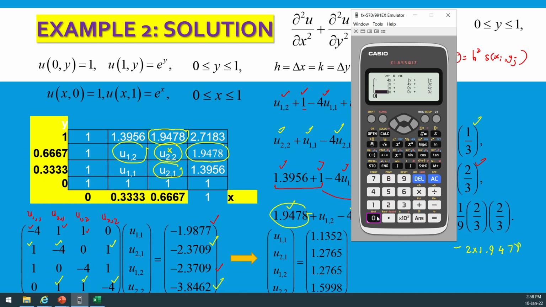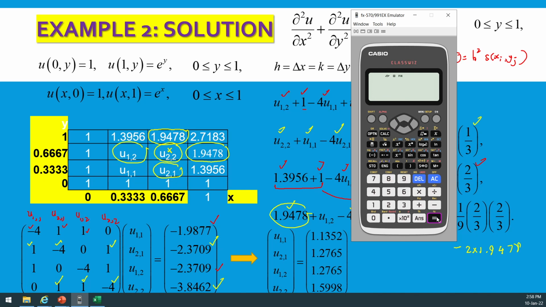Okay, the last equation: 0, 1, 1, negative 4, negative 3.8462. Check it before you press equal. So the vector b is negative 1.9877, negative 2.3709, negative 2.3709, negative 3.8462. The fourth column of matrix A is 0, 1, 1, negative 4. The third column, 1, 0, negative 4, 1. The second column, 1, negative 4, 0, 1. First column, negative 4, 1, 1, 0.